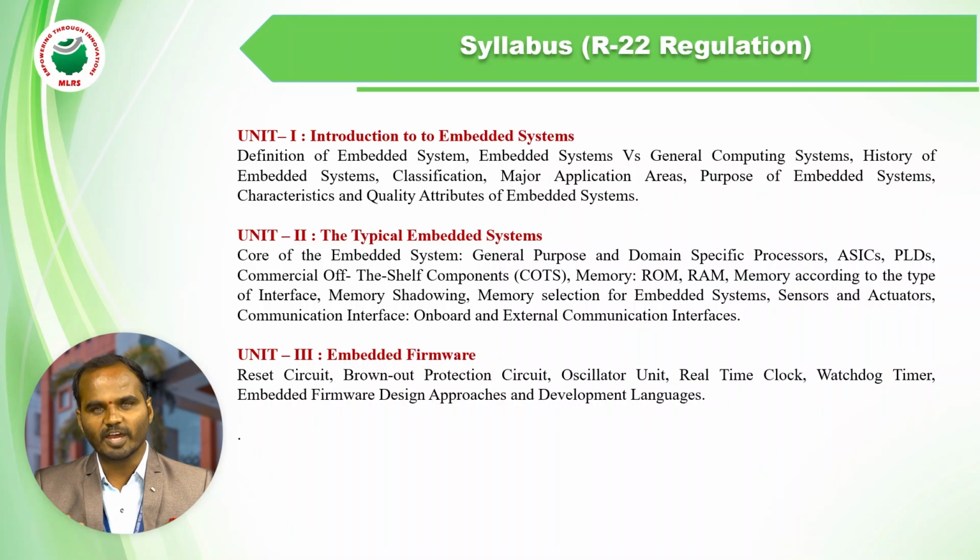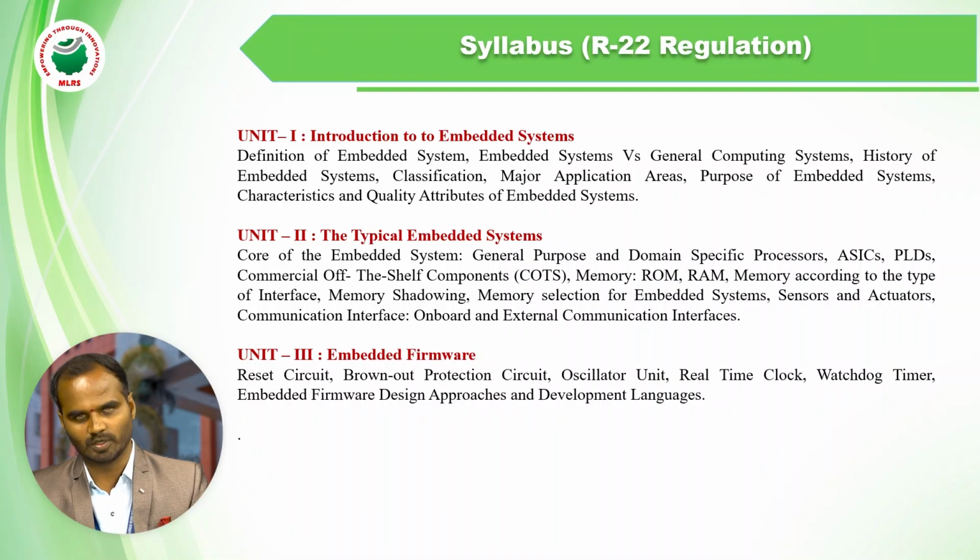Purpose of embedded system: why we are going to use it, where we are going to use it. That is the purpose of embedded systems. Characteristics: how the embedded system will be, what is the speed, what is the size. That comes under characteristics as well as quality attributes of embedded systems. In quality attributes we have operational quality attributes and non-operational quality attributes. We are going to discuss this in this introduction to embedded systems, the first unit.